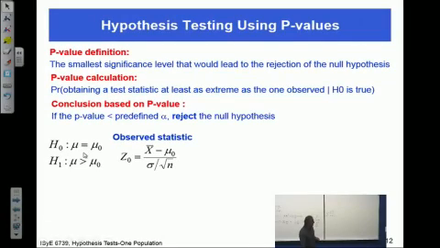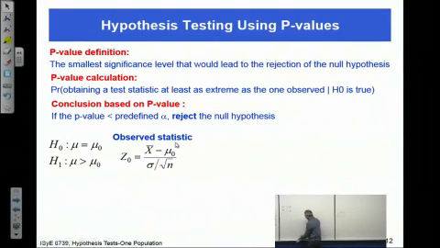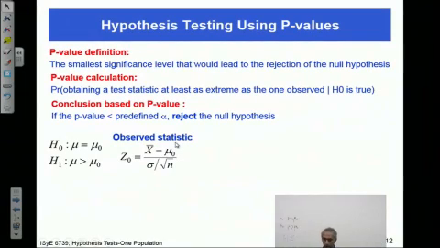So here is one example. Mu is equal to mu0, and it's one-sided, mu is greater than mu0. The test statistic is x bar minus mu0 over sigma divided by square root of n. As you can see, it says obtaining a test statistic. So what is the test statistic? It is z, the standard normal distribution in this case. So obtaining a test statistic at least as extreme as the one observed.